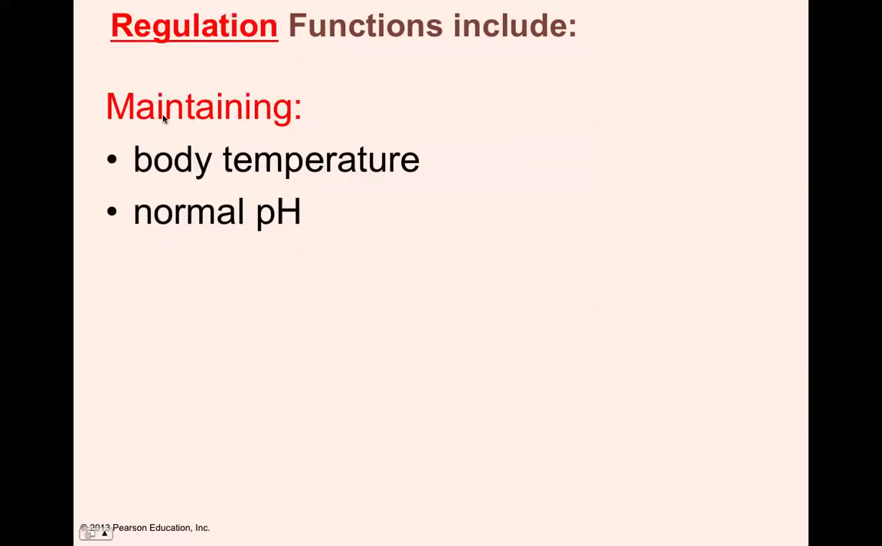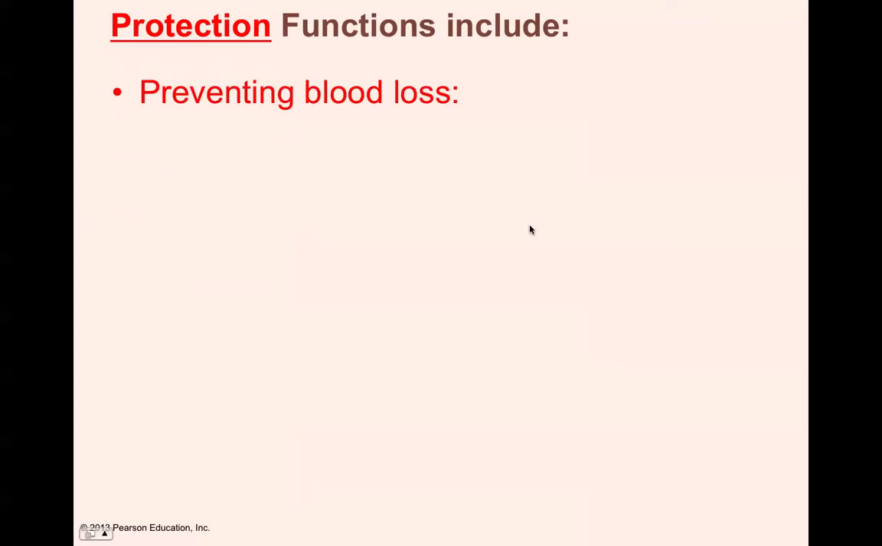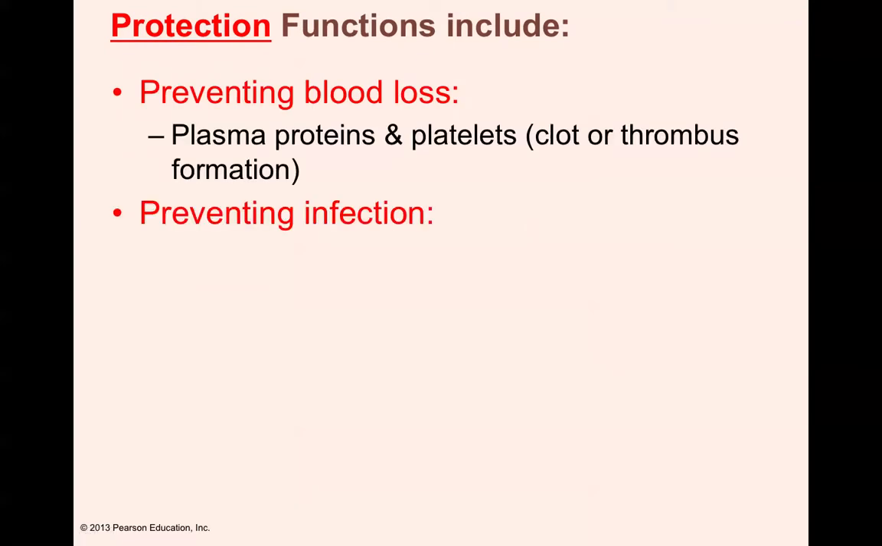Regulation functions include maintaining body temperature, maintaining a normal pH, and also maintaining circulatory system fluid volume. So it somewhat regulates itself and body temperature. The protection functions include preventing blood loss. So within blood itself, there are plasma proteins and platelets that will lead to a clot. Another word for clot is thrombus formation, that will stop the bleeding if there's some kind of a severed blood vessel, or for some other reason there's bleeding out from the circulatory system.